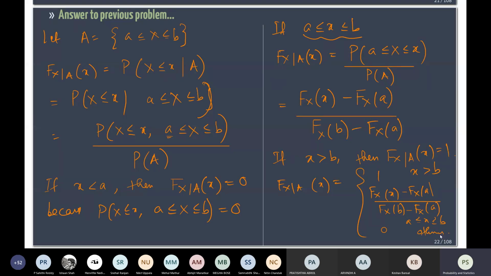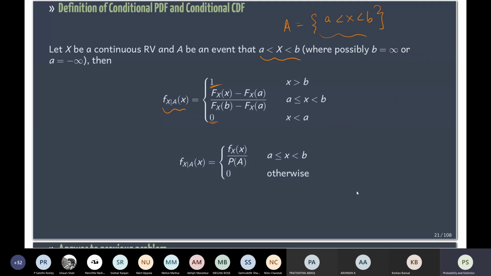Remember that since this is a continuous random variable, equality or inequalities don't matter. Their probabilities are the same. We are dealing with the continuous case now. Okay, and this was the CDF. There is a mistake here, it's capital F. We are computing the CDF here.